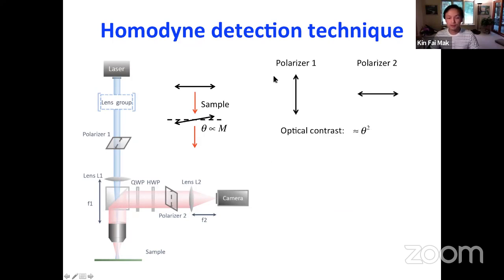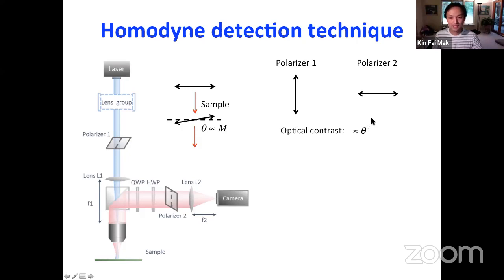Okay, let me just briefly mention, if polarizer 1 and 2 here, 1 is for the incident path, 2 is for the collection path, are perfectly perpendicular to each other, you can calculate that the optical contrast signal is proportional to theta squared. Theta is a small rotation due to the magnetization of the sample. So it's a small signal squared, so it's even smaller.